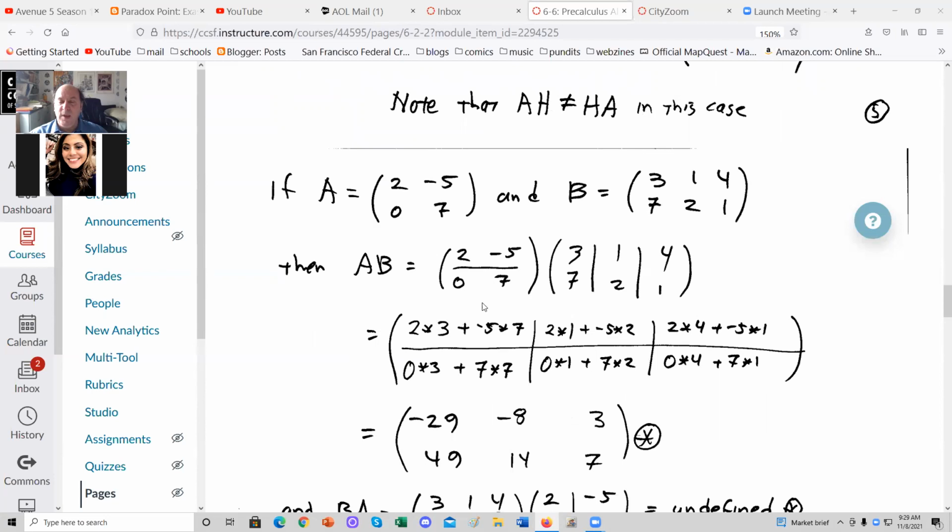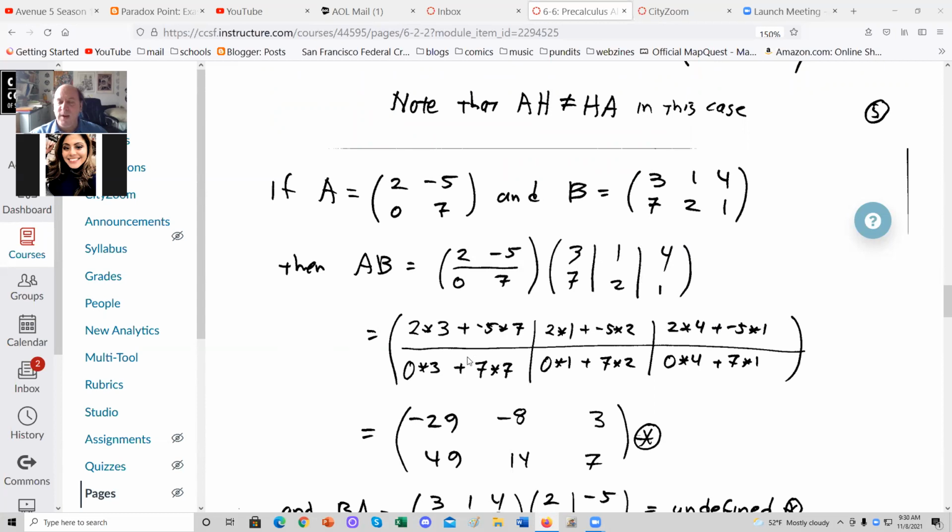And upper left, 2 times 3 plus -5 times 7. Upper middle entry is the upper row of A times the middle column of B: 2 times 1 plus -5 times 2. Upper right entry of AB is the upper row of A times the right column of B: 2 times 4 plus -5 times 1, like that.